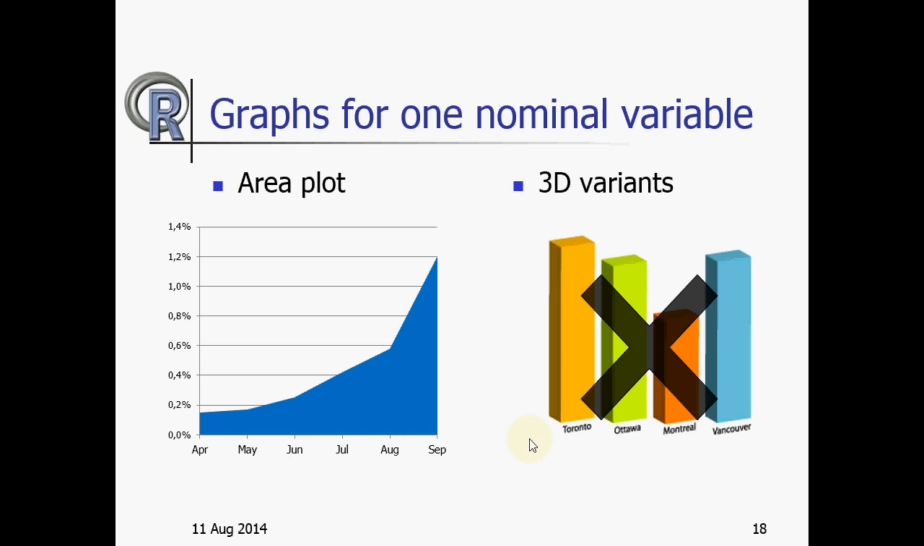There is no reason to use a three-dimensional graph for one variable. There are few reasons to do it for two variables, but absolutely no reason for one variable. Look here, this could be a column plot without any problem. There is no reason to make it three-dimensional, especially because when it's three-dimensional, you don't see very well. For example, you don't see whether Ottawa is more than Vancouver or not, because the three-dimensional confuses things.